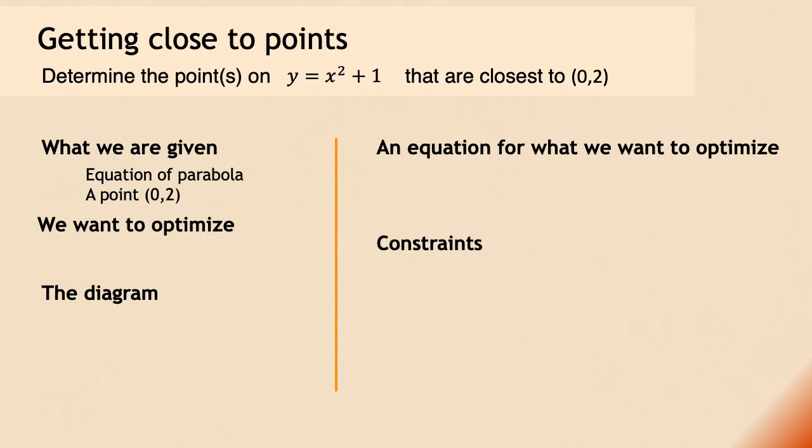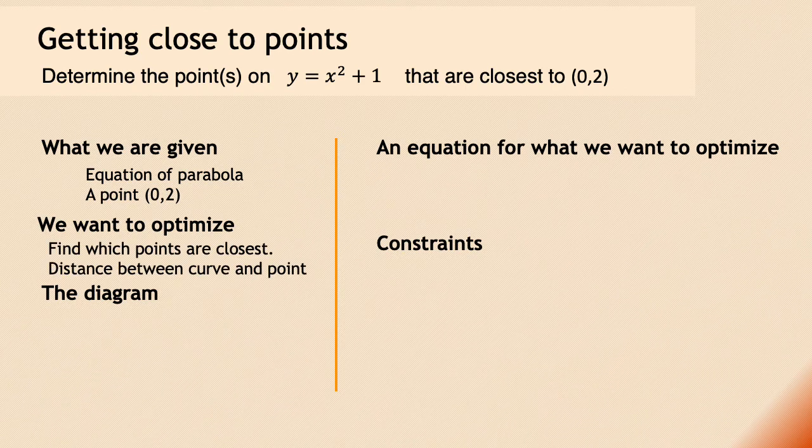So we go through what we're given: the equation of the parabola and the point that we want to minimize the distance to. We want to minimize the distance from 2 points on the curve to that point (0, 2), and of course if you draw the diagram it's much easier to visualize. So how do we get an equation for what we want to optimize? Well, we're trying to optimize the distance between the point (0, 2) and some point on the curve, that point being the point that's closest to (0, 2).